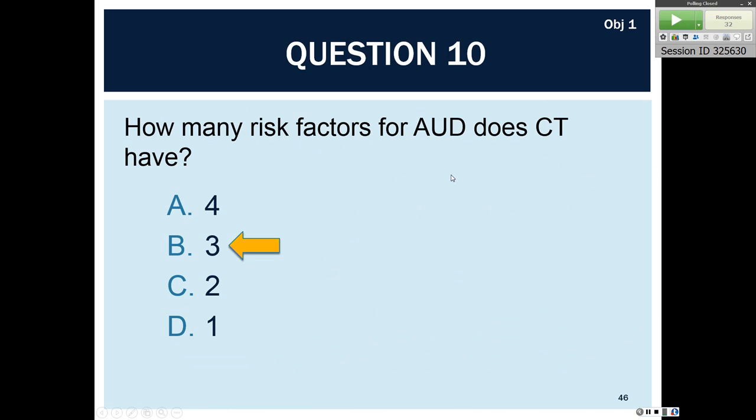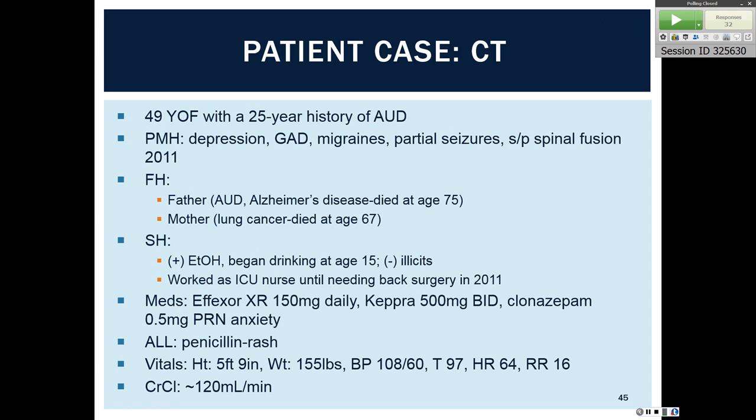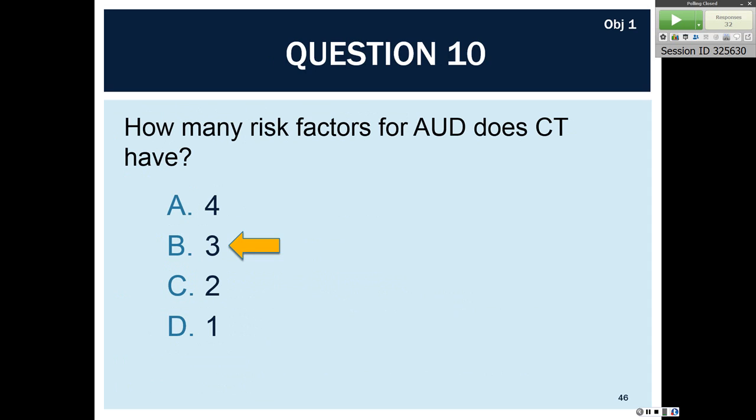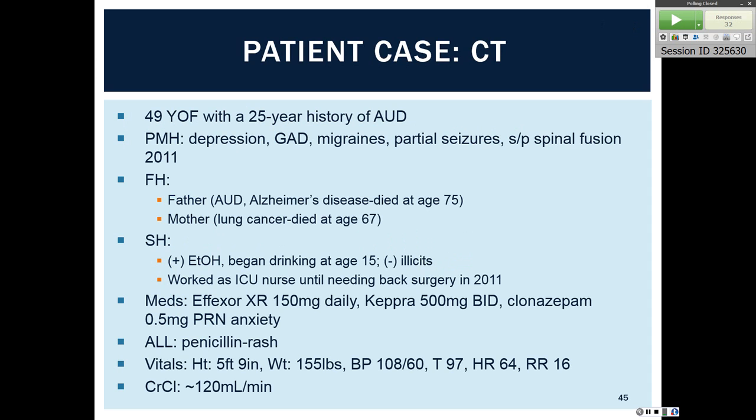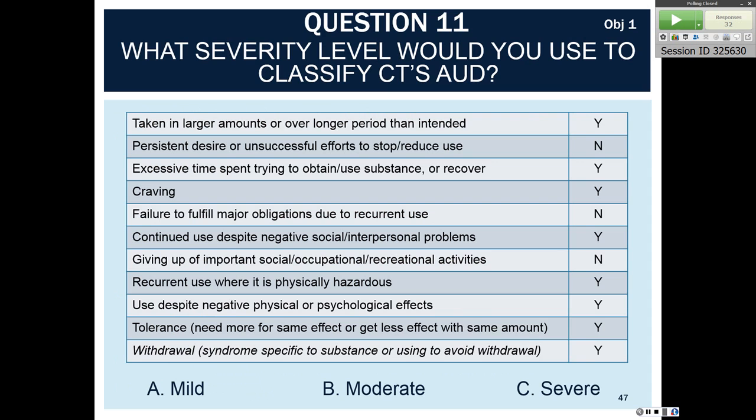So she had 3. You guys know what the 3 were? Family history. Young age, family history. And comorbid psychiatric illness. Exactly. So whenever you guys are going through these things, just underline what you know. Remember the risk factors and start underlining, like, okay, what are these things? And then just count them. It's pretty straightforward. All right, what severity level would you use to classify her AUD?